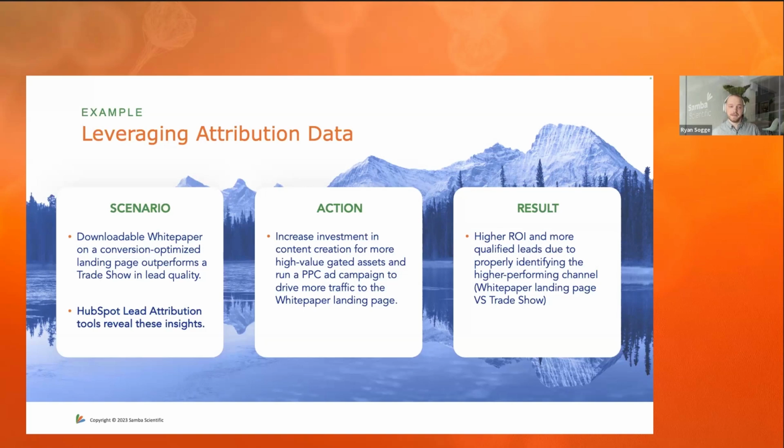The action that you might then take here is to increase investment in content creation similar to this paper or this ebook or this case study, and perhaps even run a pay-per-click ad campaign to drive more traffic to this source. The result here would hopefully be higher ROI and better qualified leads, since you've chosen the higher performing asset to focus your spend on.